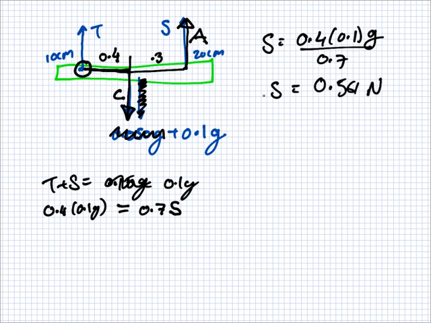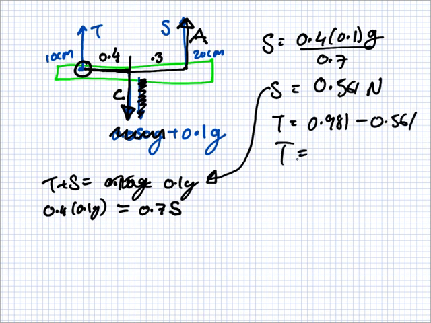0.561 newtons. Now, if you put that into this equation, you can get T is 0.981 minus 0.561. So now I have my T. 0.42 newtons. And you know it's a meter stick. You see, I was a bit sneaky because I said it's a meter stick.